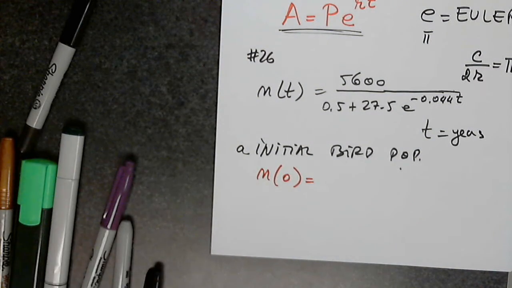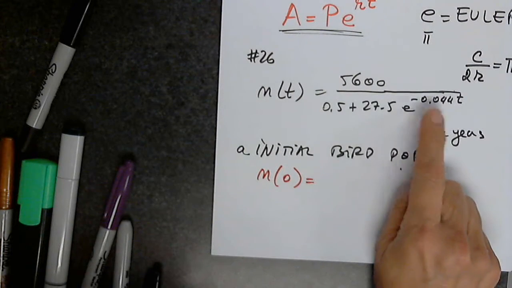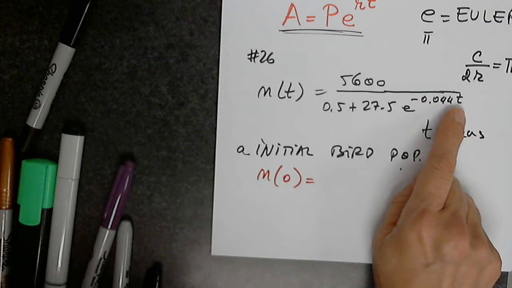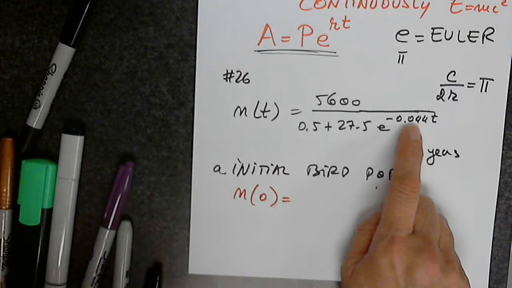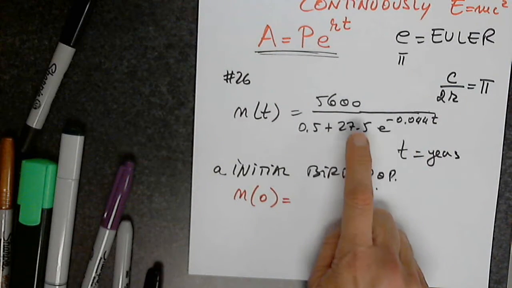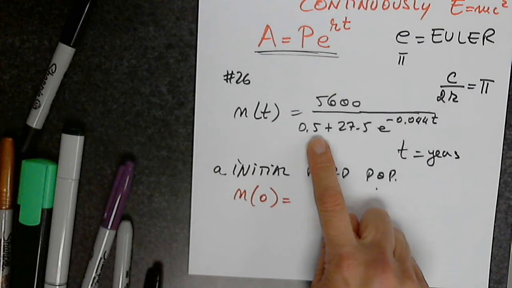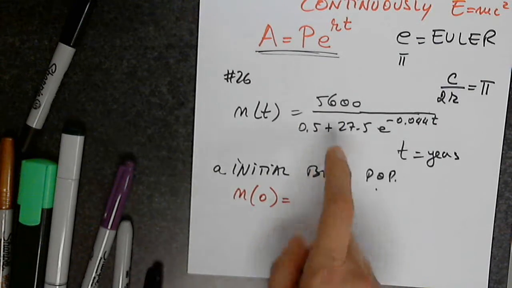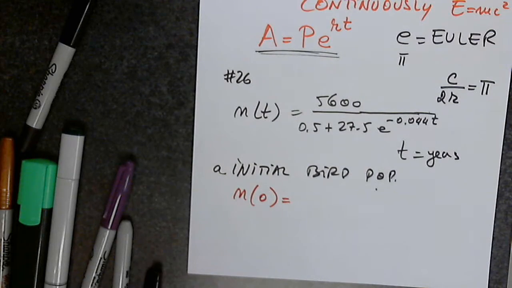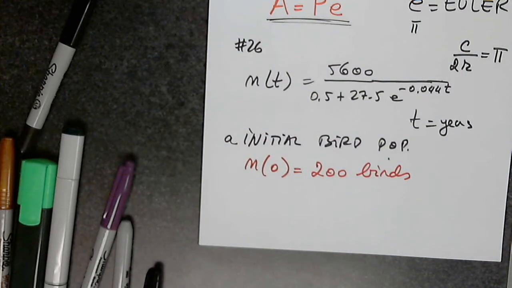So let's see. Yes, we can put it in the calculator, but for 0, it's not going to be a problem. Negative 0.044 times 0. How much is this? 0. How much is e raised to 0? Excellent. How much is 1 times 27.5? How much is 27.5 plus 0.5? 28. How much is 56 over 28? 2. So it's 200 birds. Yes, you can put it in the graphing calculator if you want.